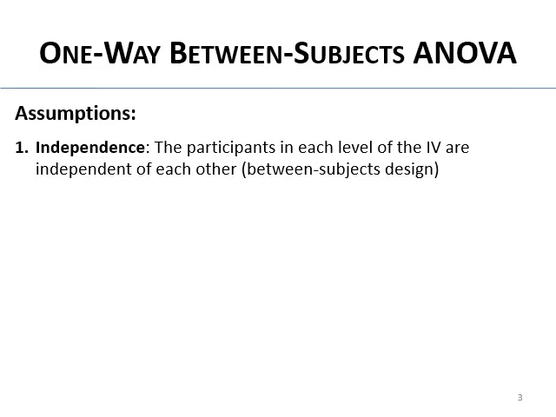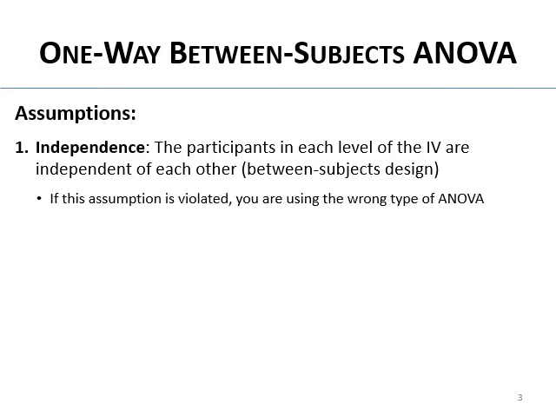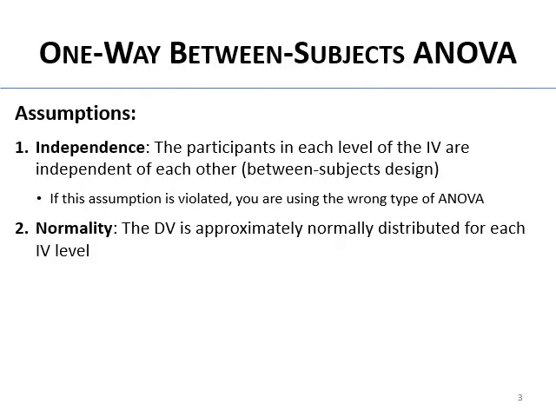So really, that's just saying between subjects design. If you violated that, you're not using the right type of ANOVA. We'll learn about the right type of ANOVA for that design, dependent design, next week. So the next assumption is the same assumption as it was for independent sample t-test, except that you've got more than 2 groups now. And that is that the DV is approximately normally distributed for each IV level. So if you look at the shape of scores for each of your 3 or more levels on the DV, you'll see that it's approximately normal.